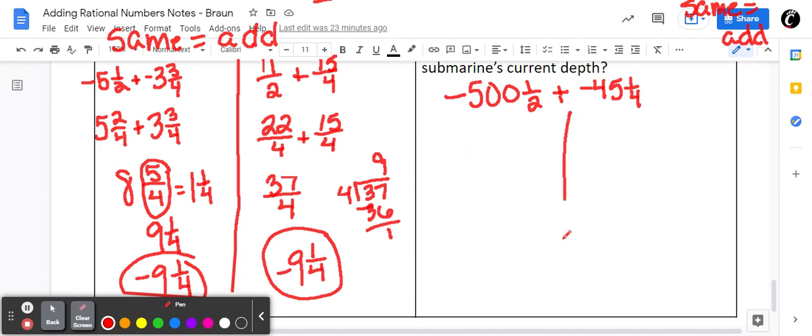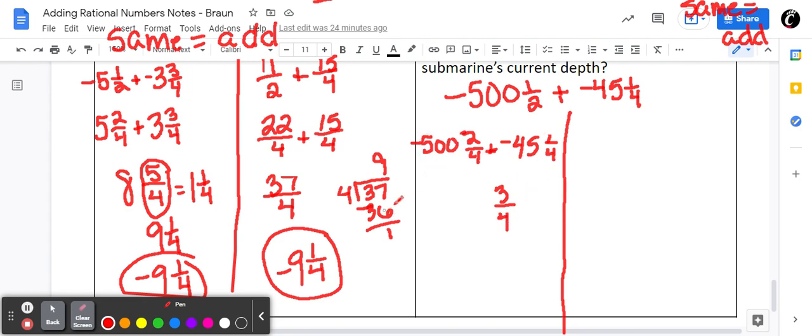All right, so first I'm just going to add my mixed numbers. So I have negative 501.5, which I want to change to fourths. So I'm going to write that as 2/4 plus negative 45 1/4. Okay, so now I want to add my fractions, right? 2/4 and 1/4 is just 3/4.